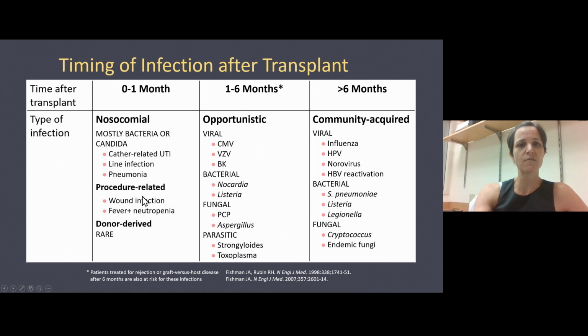They can also get wound infections at the site of their transplant. And then when patients are 1 to 6 months out from transplant, that's when you see the opportunists. That's when they get CMV if they're not on prophylaxis, because that's when their immunosuppression is high. Also, if somebody's been treated for rejection, they fall into this category. And then when people are more than 6 months out from transplant, that's when they get stuff from the community.